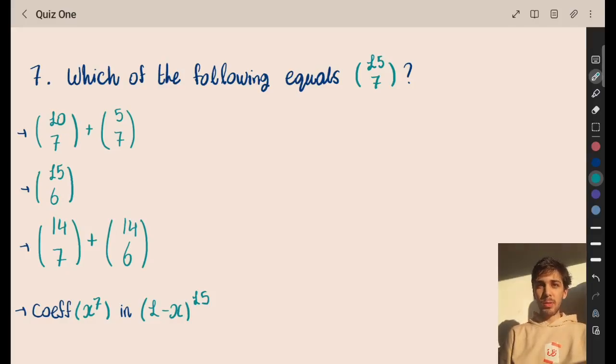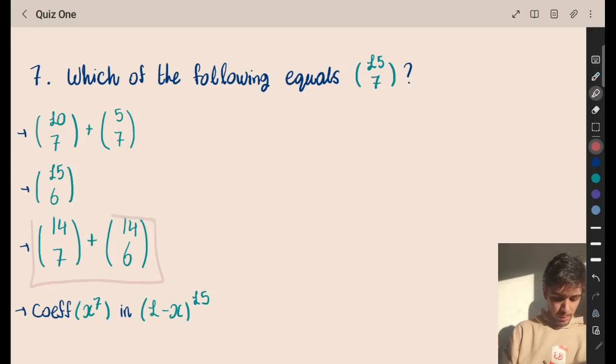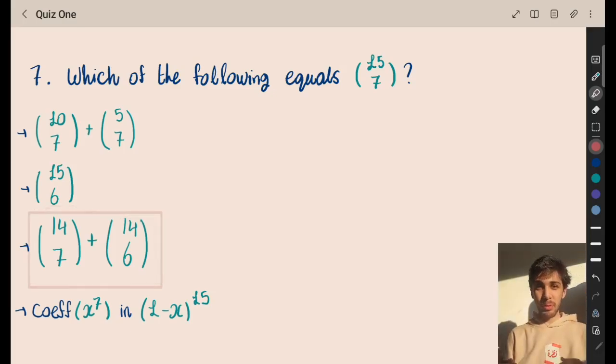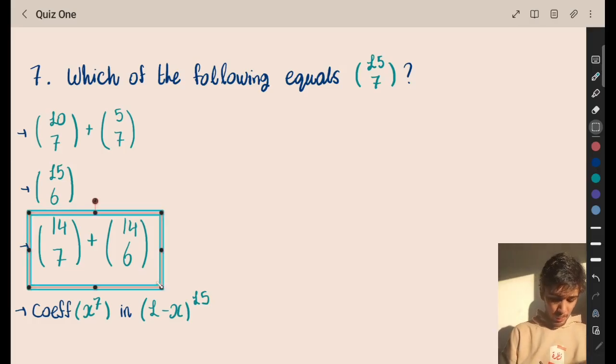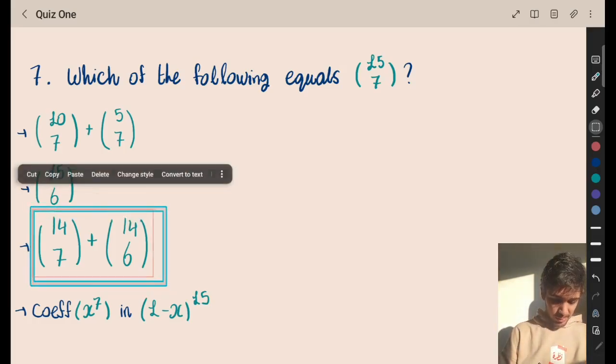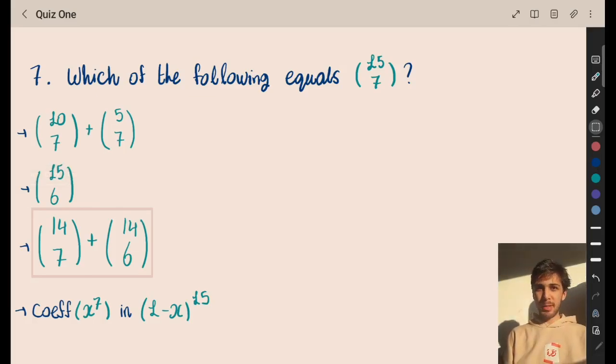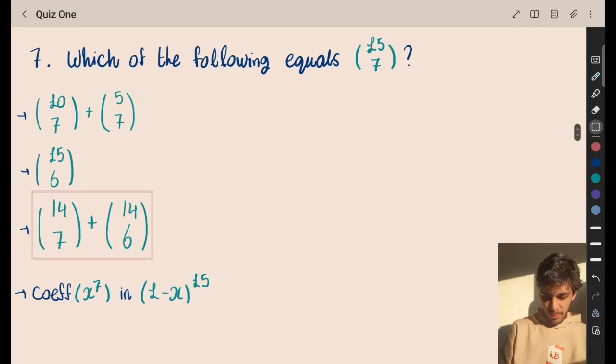Which of the following equals 15 choose 7? This time I will do something that is perhaps unconventional. That is, I will immediately choose the answer. So if you were here for the answer, there it is. That is the answer. Why is it like that? It just is. It's a formula. What else can I say?